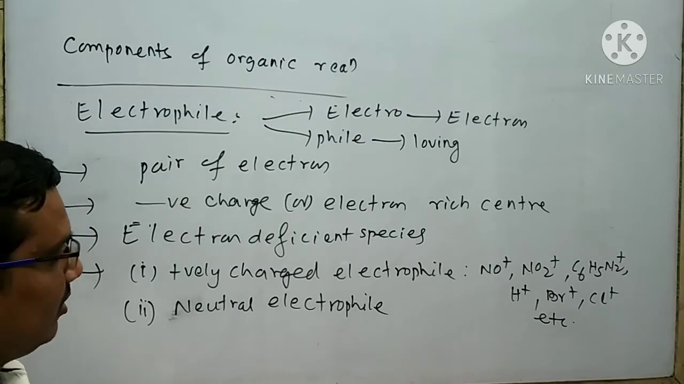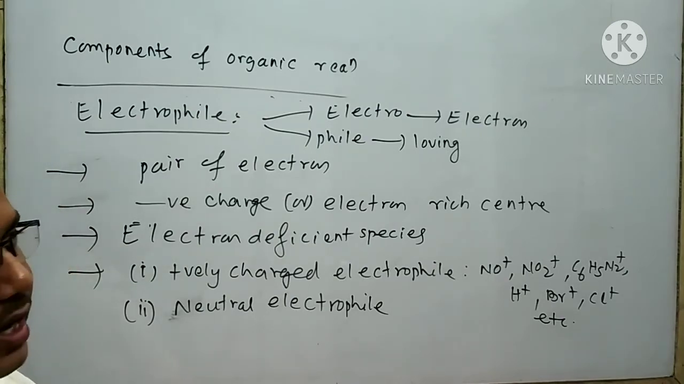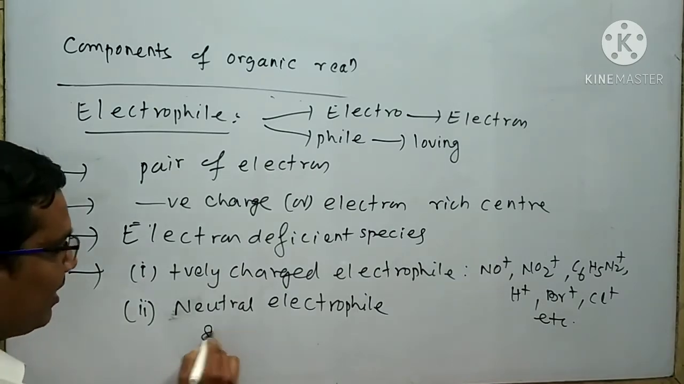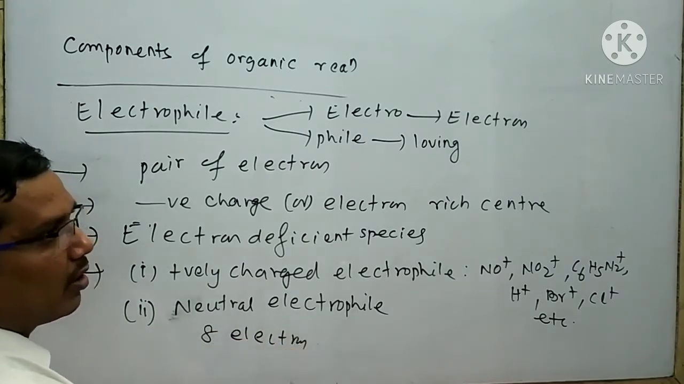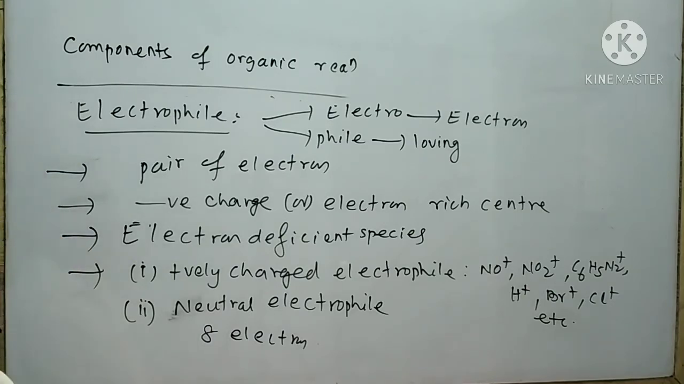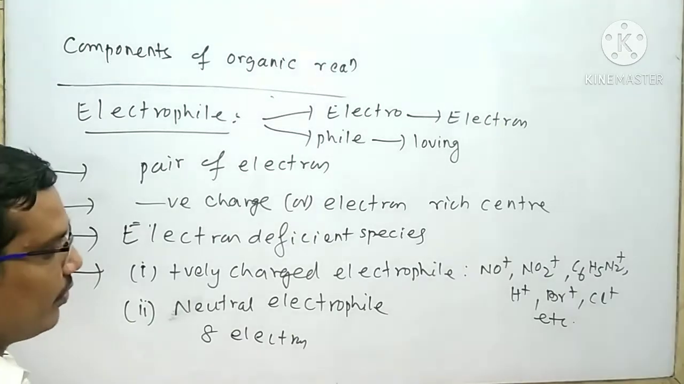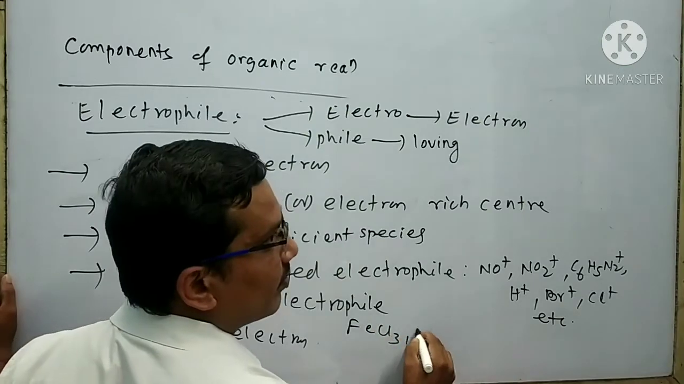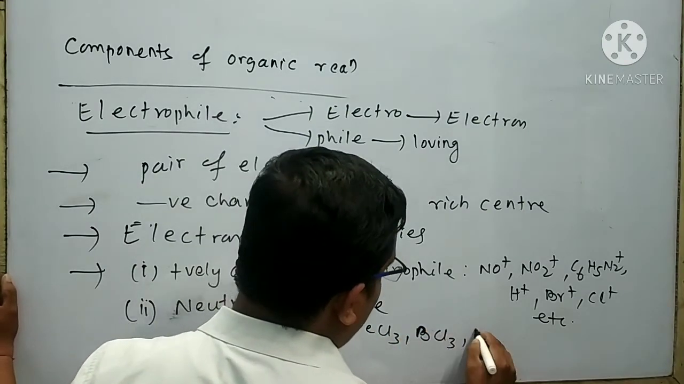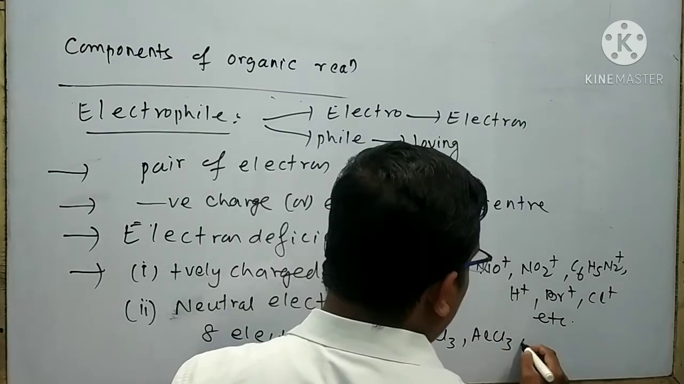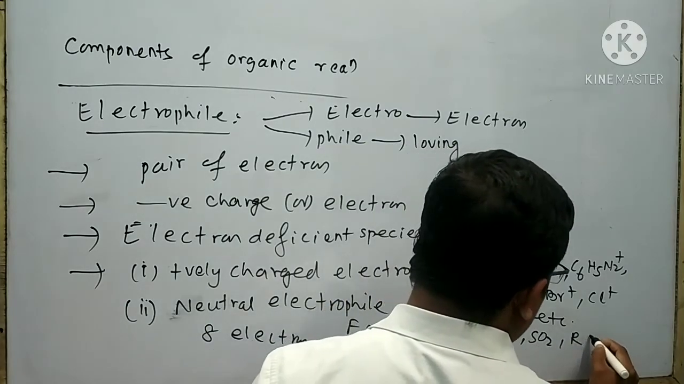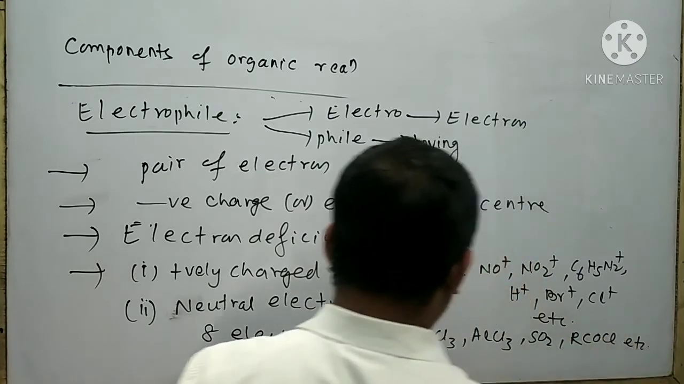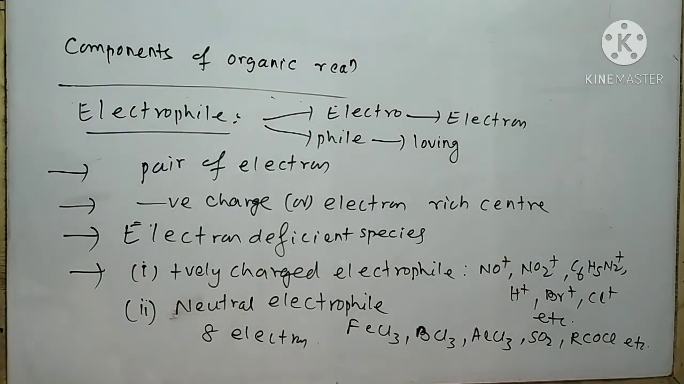On the other hand, in case of a neutral electrophile, the central atom has less than 8 electrons or is capable of accepting a pair of electrons. The examples of neutral electrophiles are FeCl3, BCl3, AlCl3, SO2, R-Cl, etc.